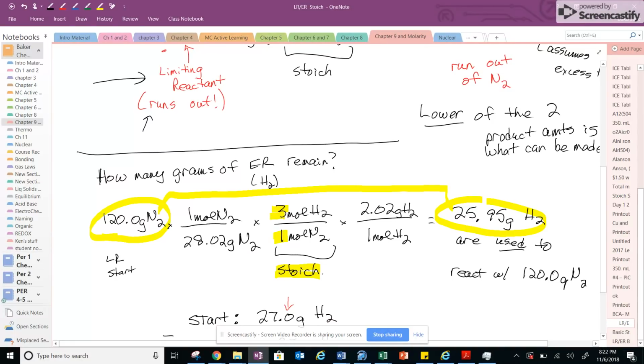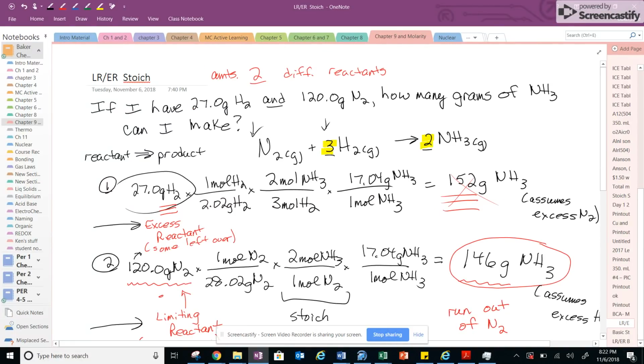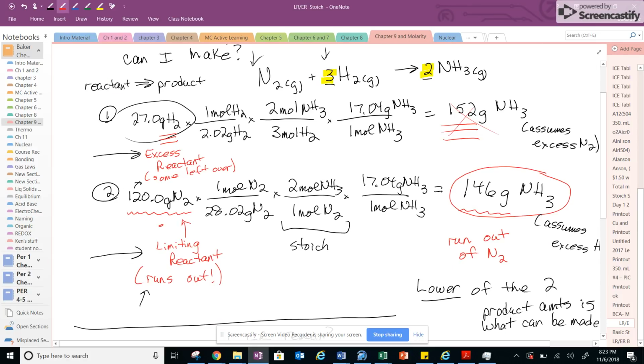So whenever we have a problem where we have 2 different amounts of reactants, we refer to that as limiting reactant, excess reactant stoichiometry. We take each one of our reactants and convert it to the amount of product we can make. We then take the lesser of the 2. That's the amount that we actually will be able to make. And whichever reactant gave us that amount is the reactant that's going to run out, or the limiting reactant.